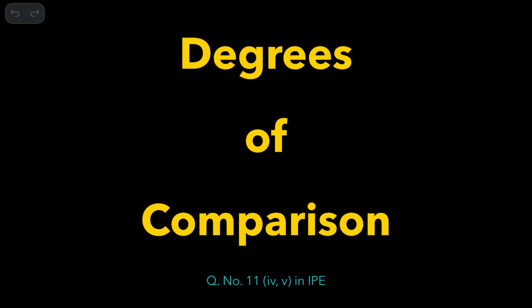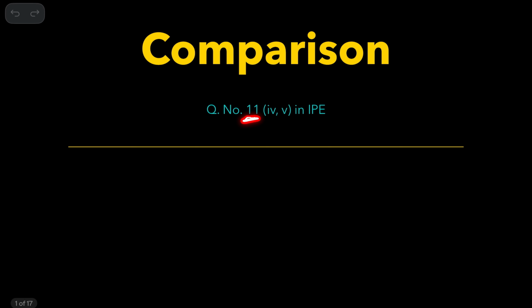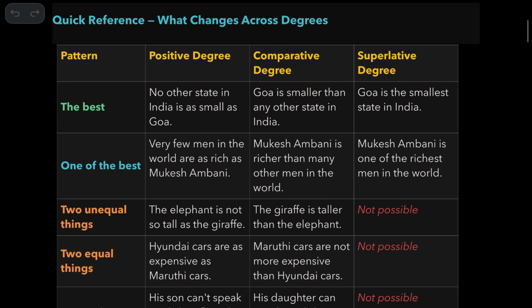So in this lesson, let's talk about the degrees of comparison as given in the first year. It is given in bit number 11 as the fourth and fifth questions generally. Now let's take a look at the sort of patterns that we have here.